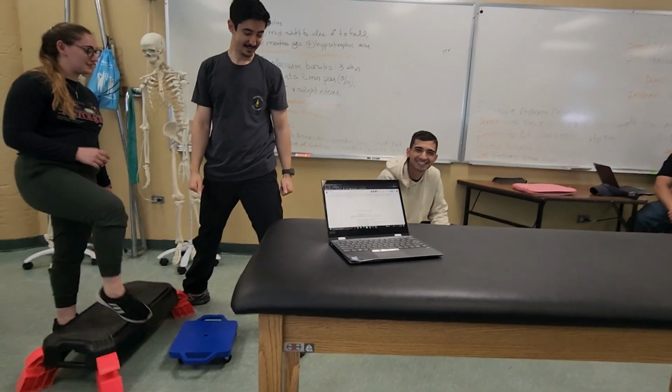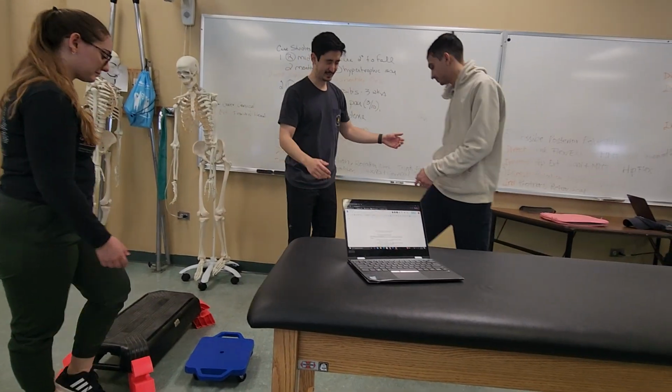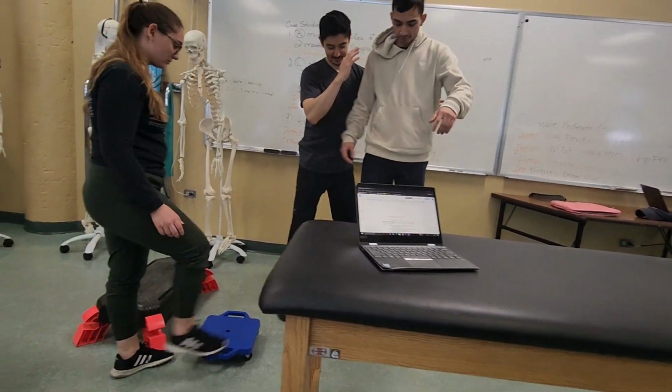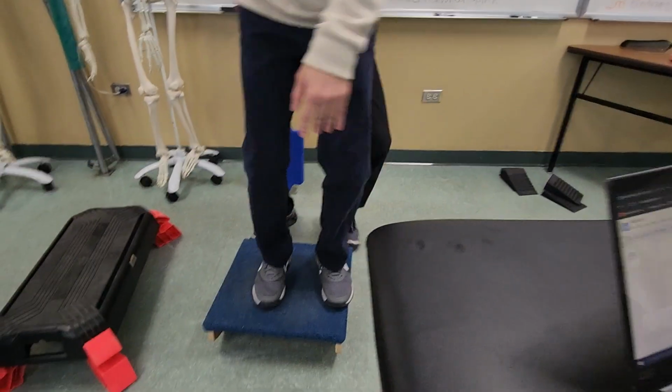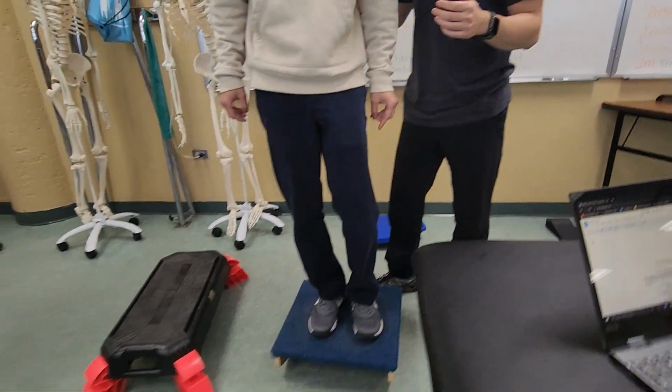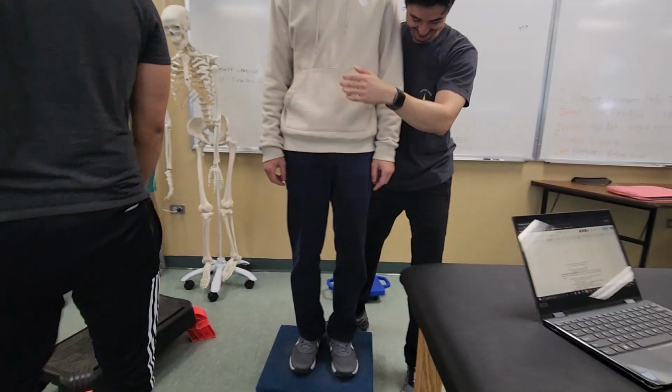Now we progress to bilateral on the tilt board. The patient no longer has one foot on a stationary surface. They are now bilateral. And the therapist is guarding while he does anterior and posterior perturbation.